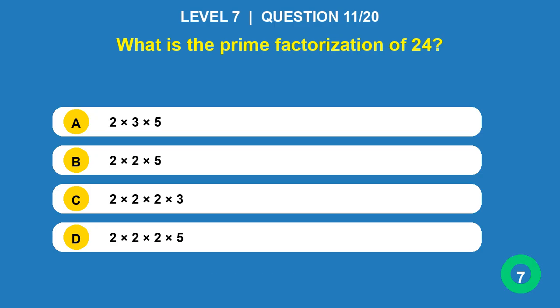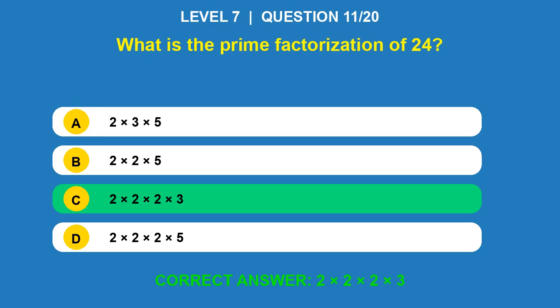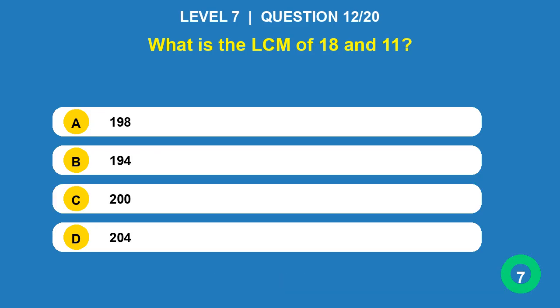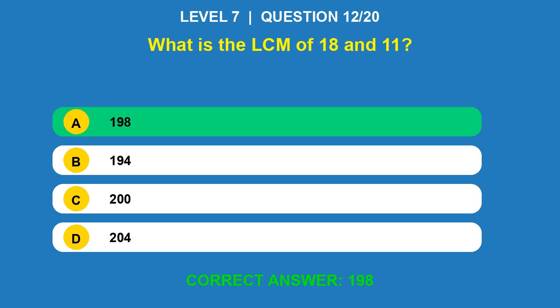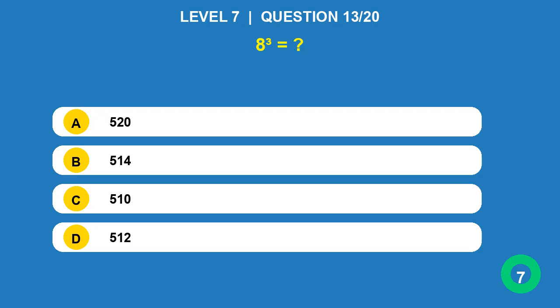What is the prime factorization of 24? Answer is 2 times 2 times 2 times 3. What is the LCM of 18 and 11? Answer is 198. 8 superscript 3 equals?